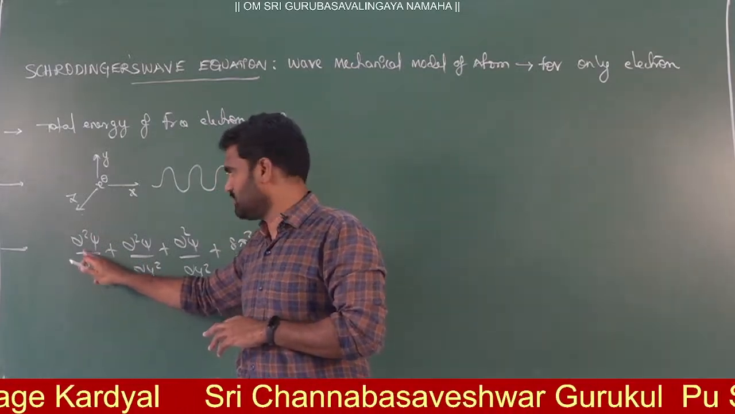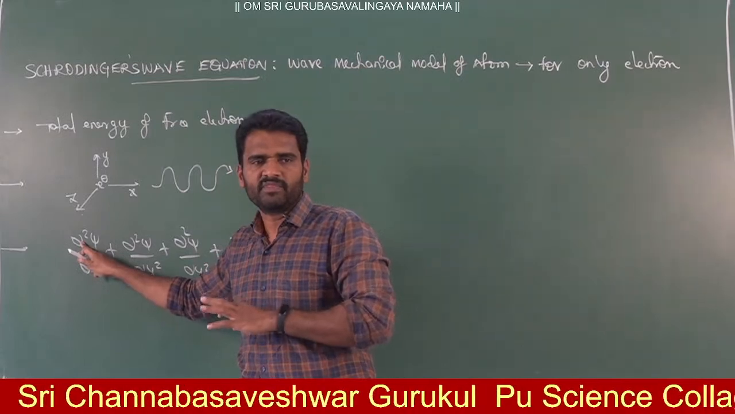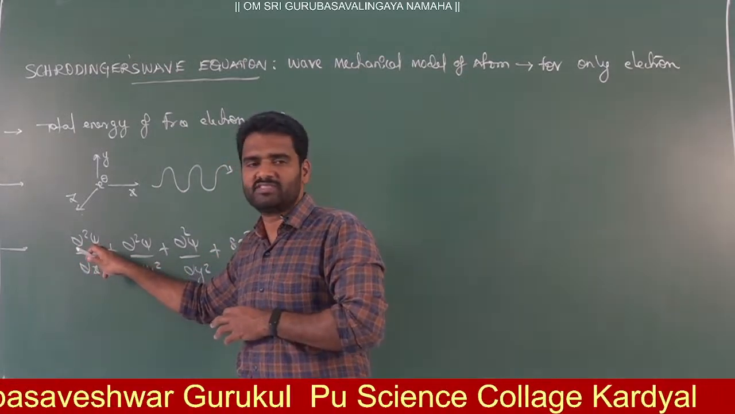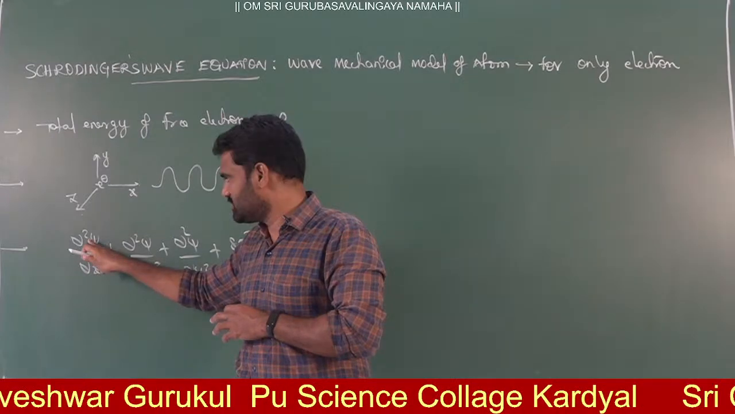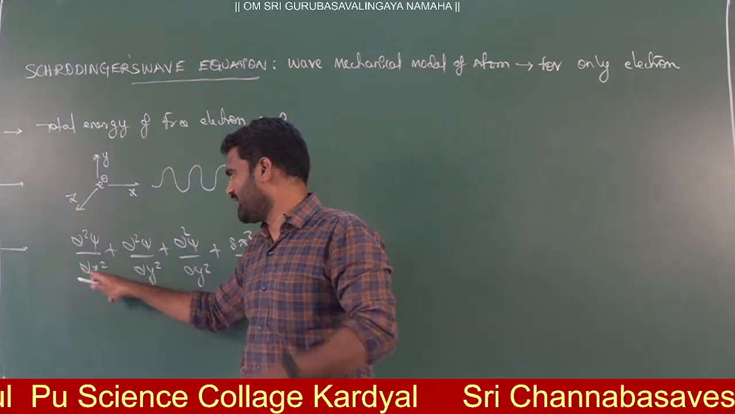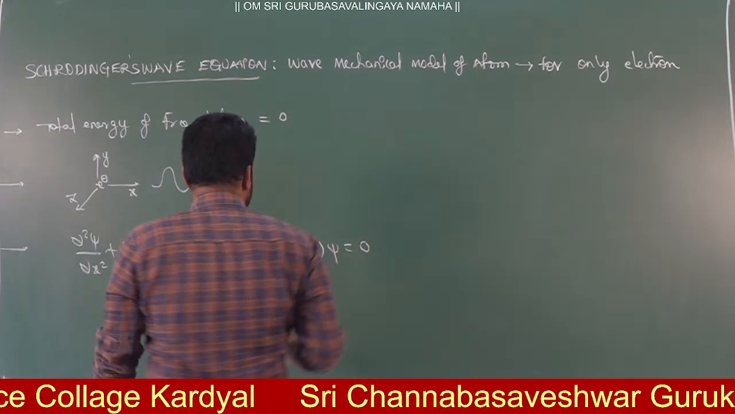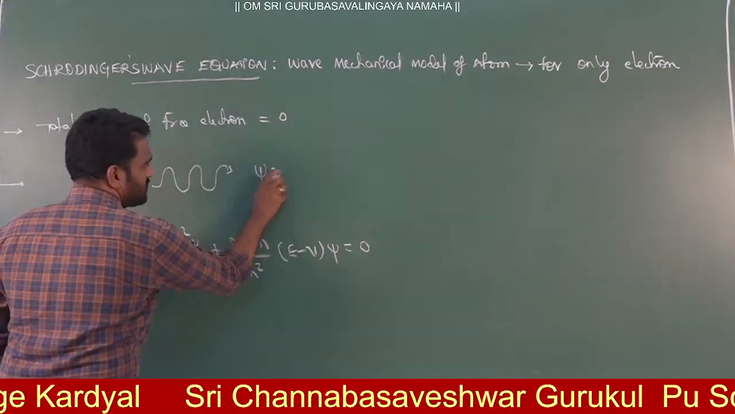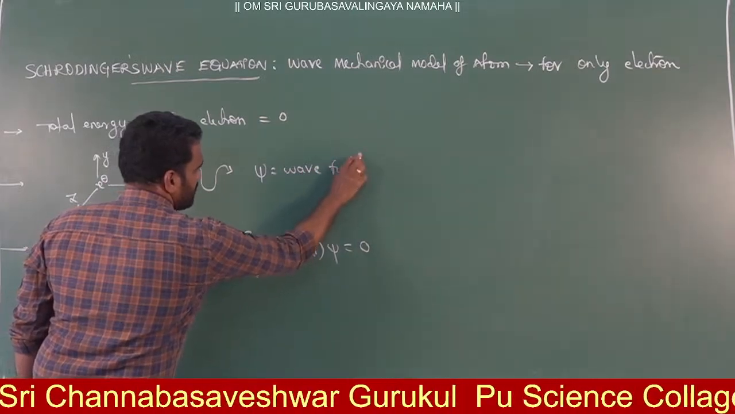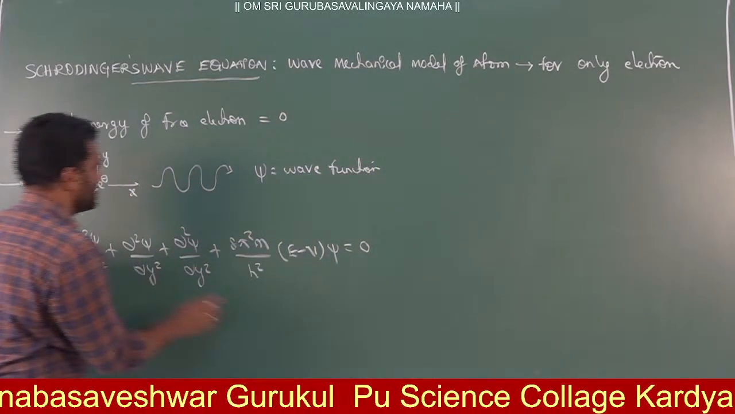This is the derivation: dou square psi by dou x square. Dou square is an operator. Psi, this symbol is called psi. So dou square psi by dou x square, where psi is the wave function. Psi is equal to the wave function. This wave function, with respect to what?